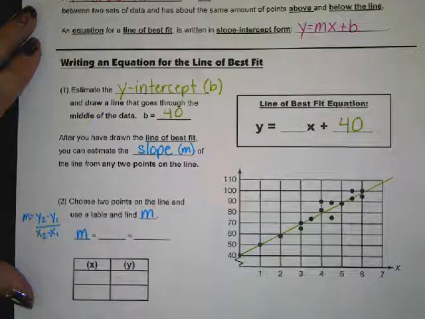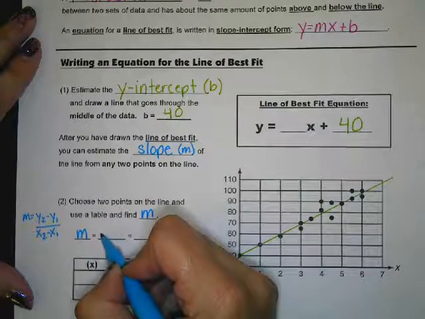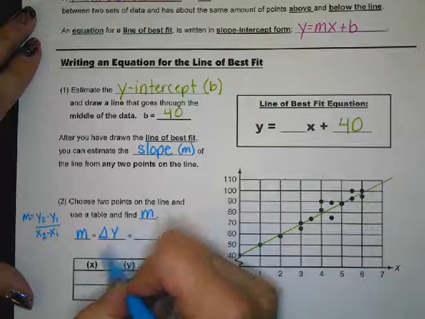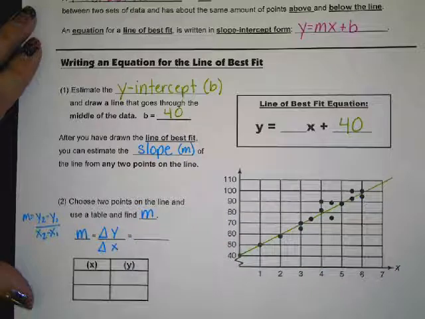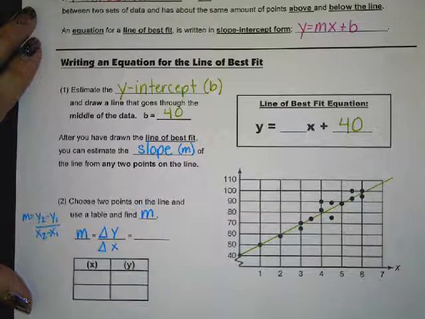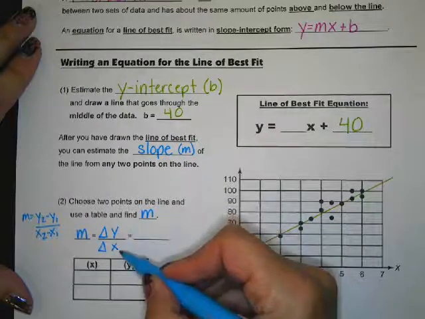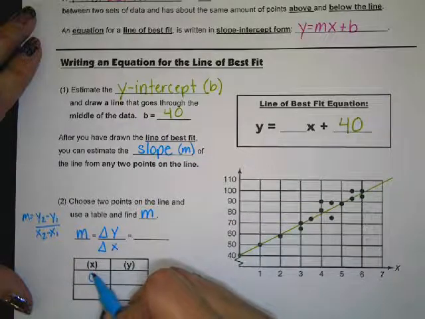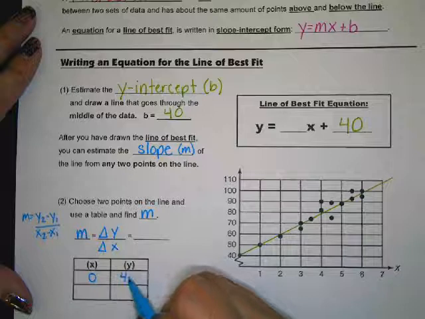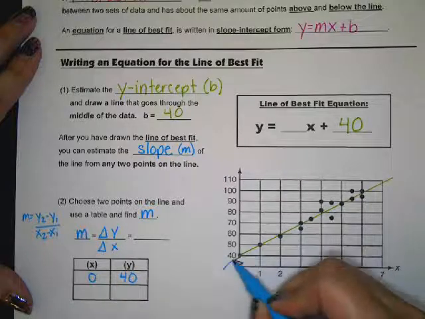Well, we can say that is the change in y over the change in x. So this little triangle means the change. So it's the difference, basically. So the change in y over the change of x. So we know that we have the point 0, 40. That was this point right here.